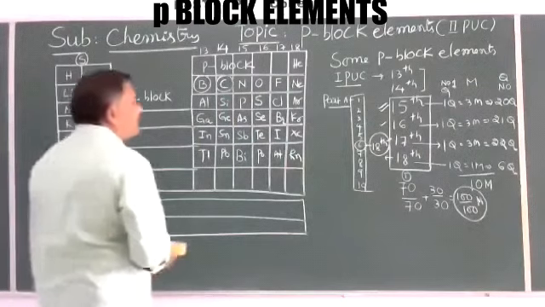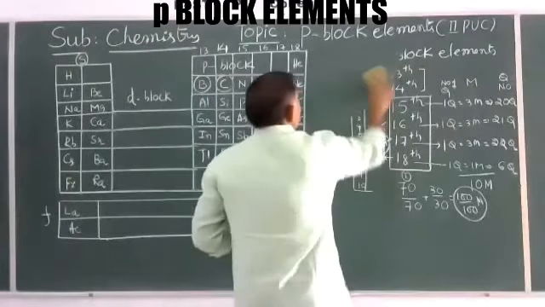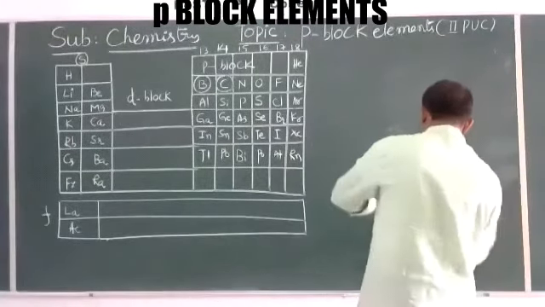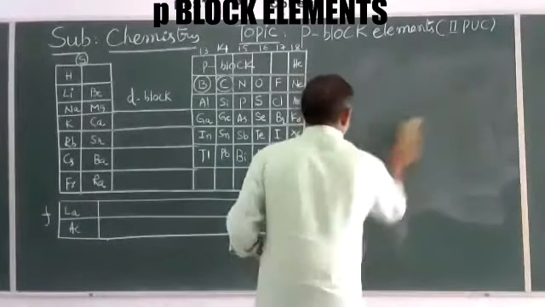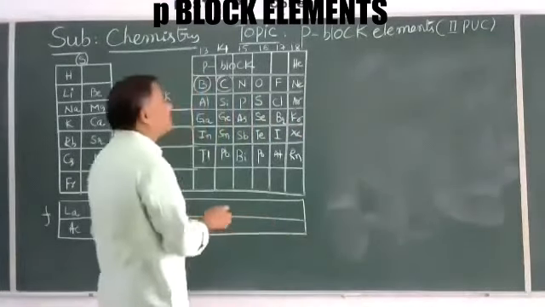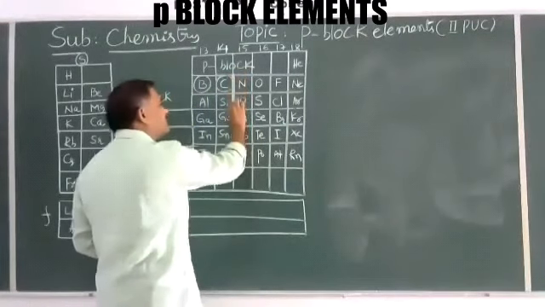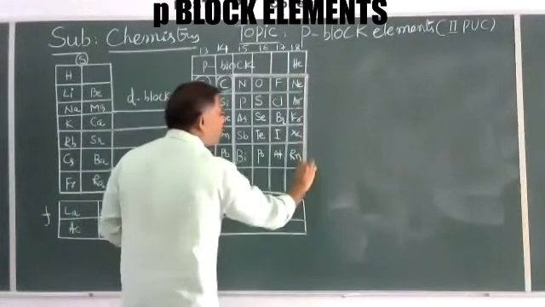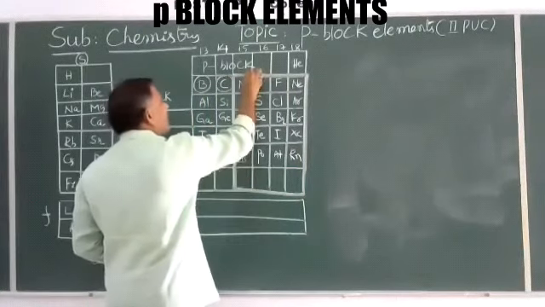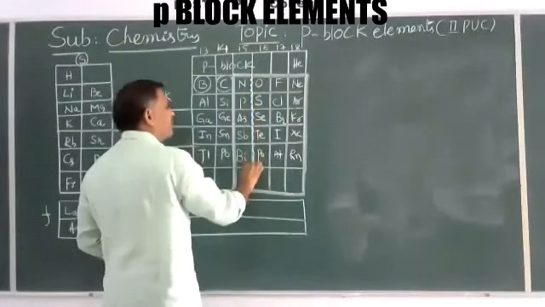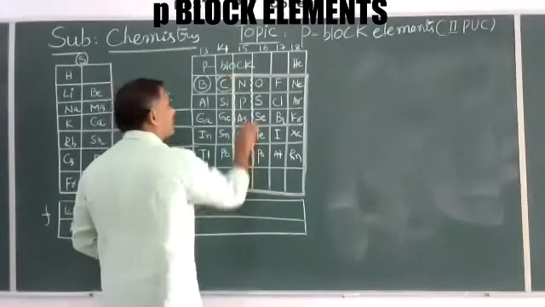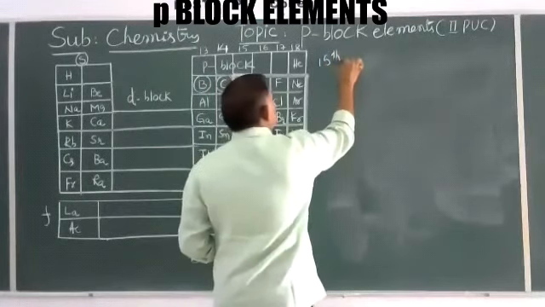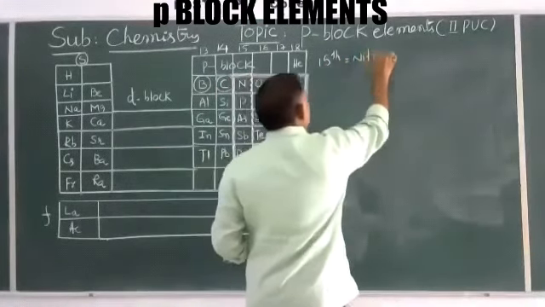Now, in this long form of the periodic table, these are second year concepts. These are the 4 important groups. Among these 4 important groups, today I'll talk about the 15th group. This is the 15th group. These 15th group elements are also called the nitrogen family.